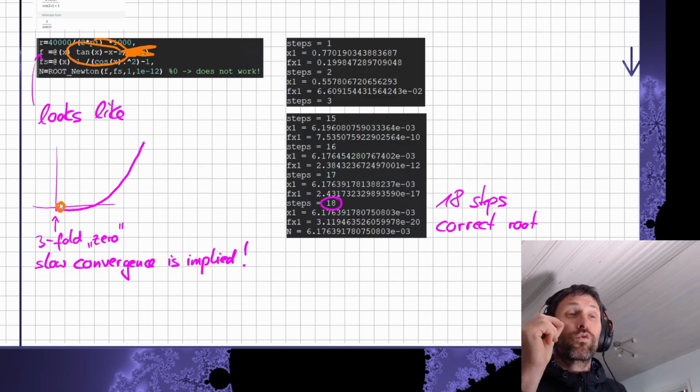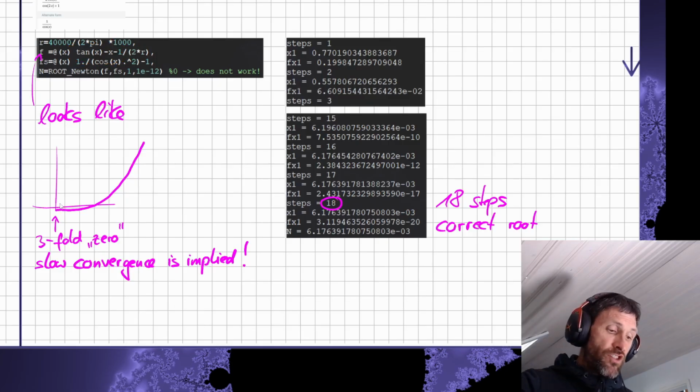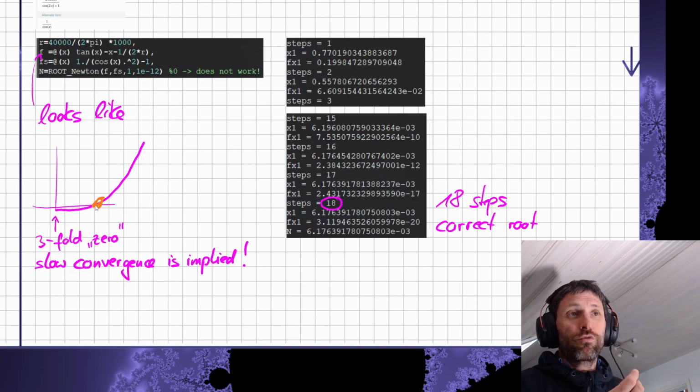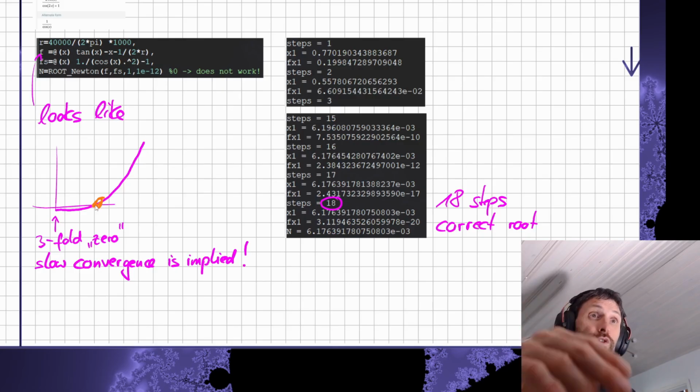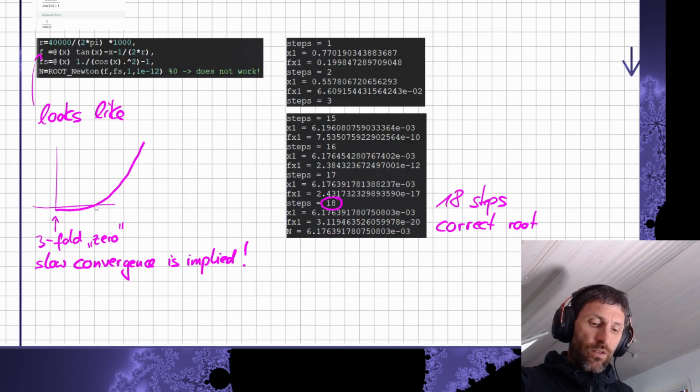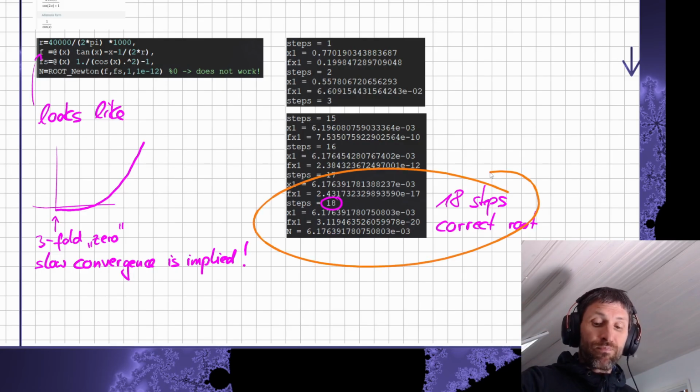Newton's method converges fast quadratically, but only if the slope at the root is non-zero. This is true in that case, but we are so close to a 0 slope, and on top a second derivative 0, that convergence will be slow, and we need a lot of steps.